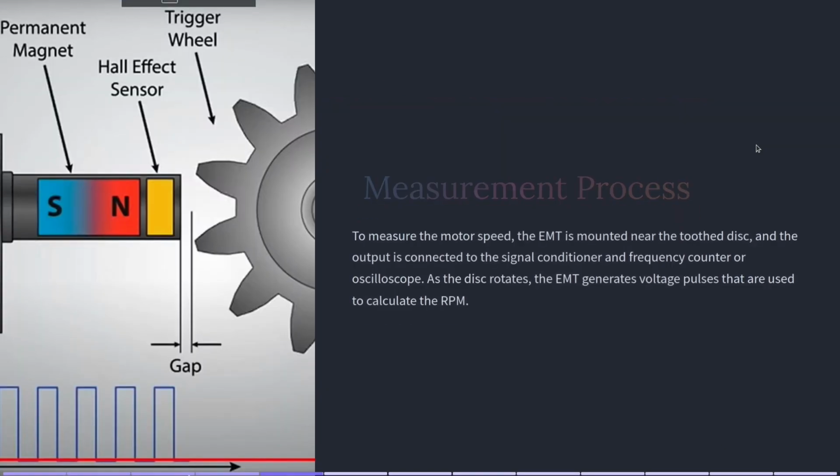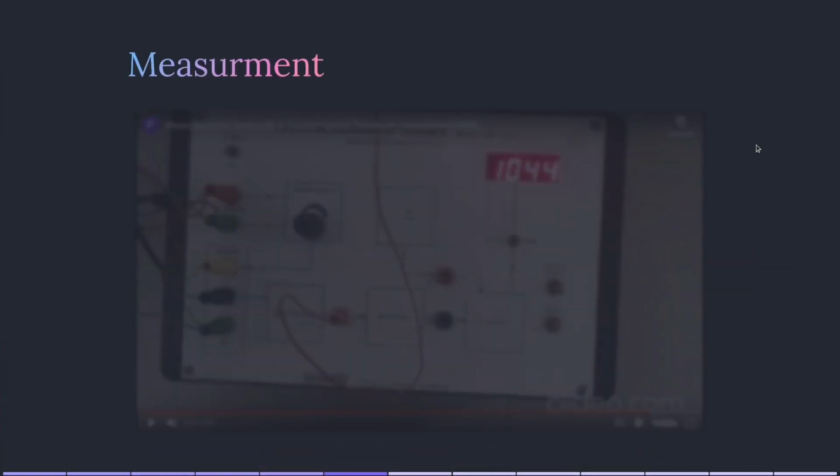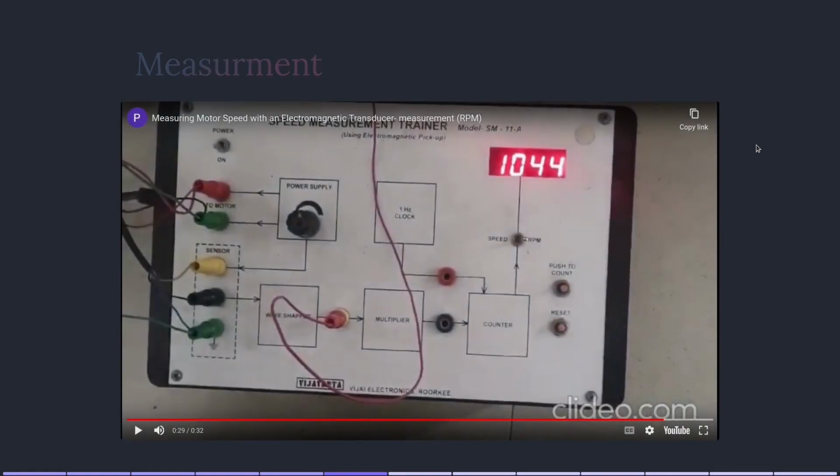For the measurement, we use the oscilloscope to measure the frequency of the pulse given by the EMT. Whenever a tooth of the disc disrupts the magnetic field of the EMT, it generates a pulse. So if we measure the frequency of the pulses, we can calculate the RPM of the motor. Next I will show you how to take a measurement.